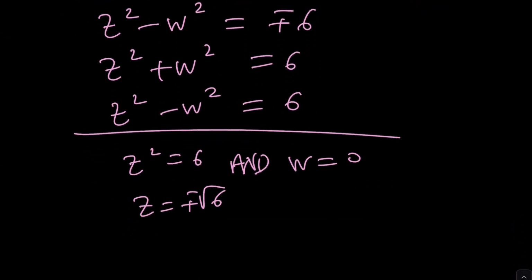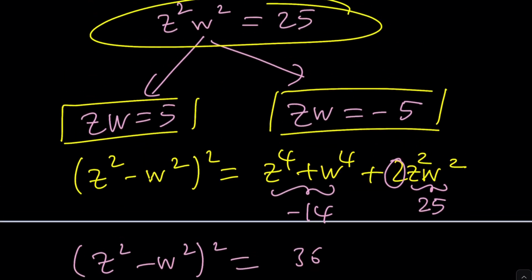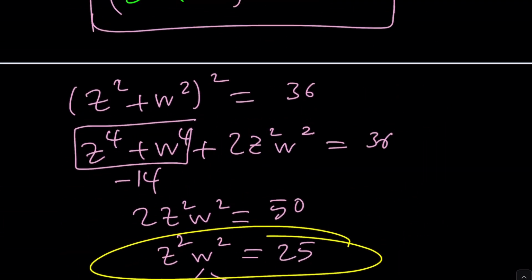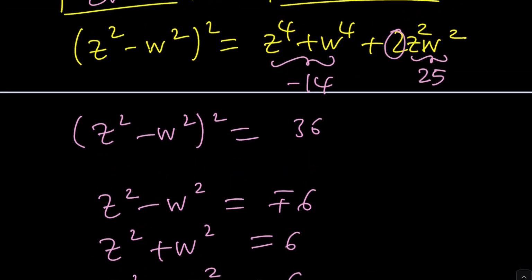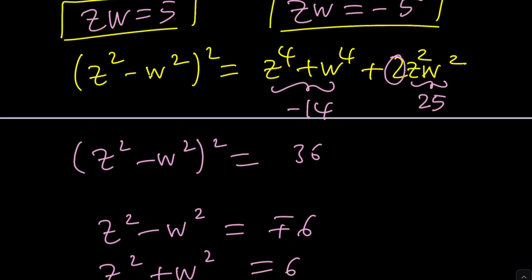Because zw cannot be 5 then or negative 5. There's something wrong with this. I probably messed up somewhere. I think I forgot. Oh, yes. Sorry about that. I just realized I was supposed to use a minus sign. Uh-oh. A glitch. And now we have a different number.